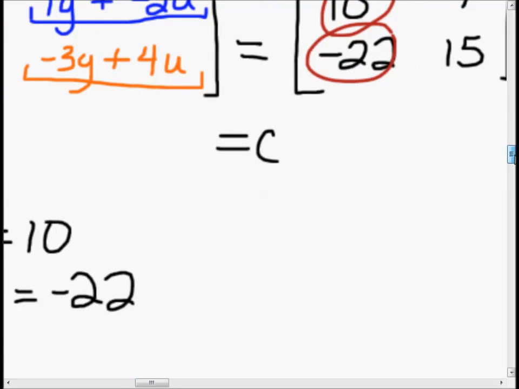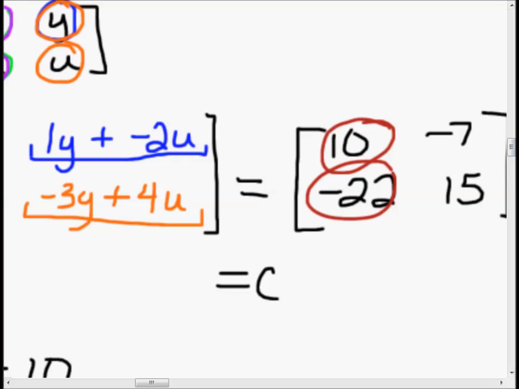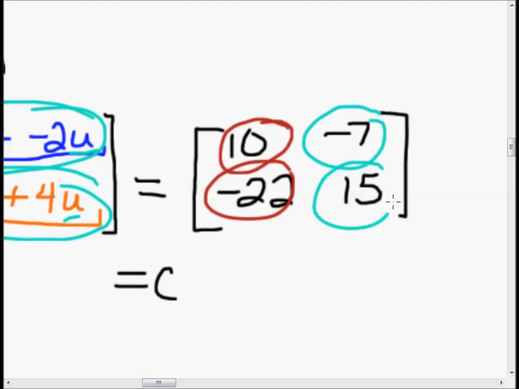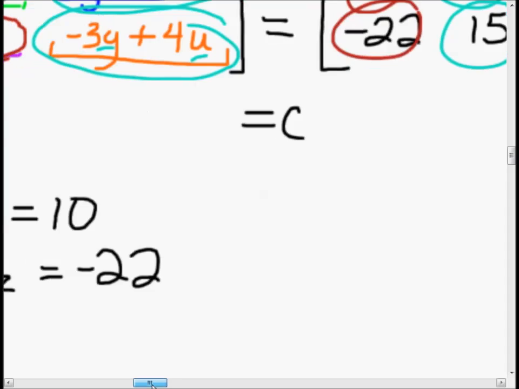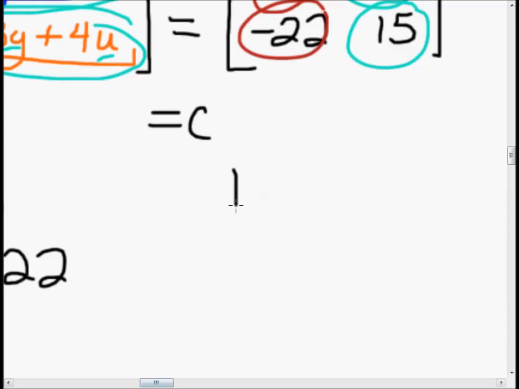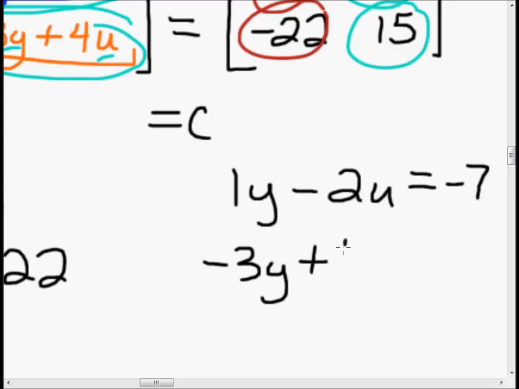And we're going to go back to our red. We're actually going to go to a nice cyan. This one has a y and a u, and this one has a y and a u, and those correspond in -7 and 15, so that's 2 more equations that we can plug stuff into. So we're going to put them over here, because I like to just write them all down, and then we're going to go down the list and solve them. So it's 1y minus 2u equals -7, and that's -3y plus 4u equals 15.